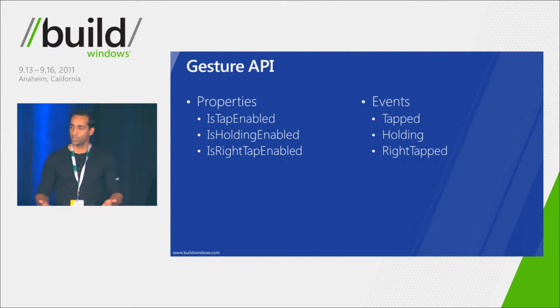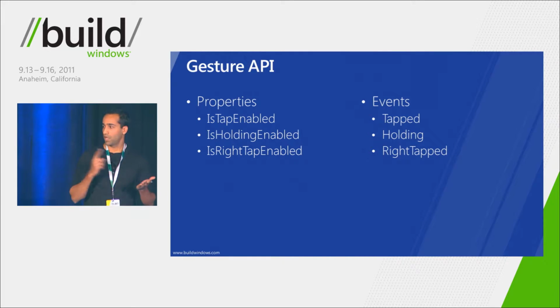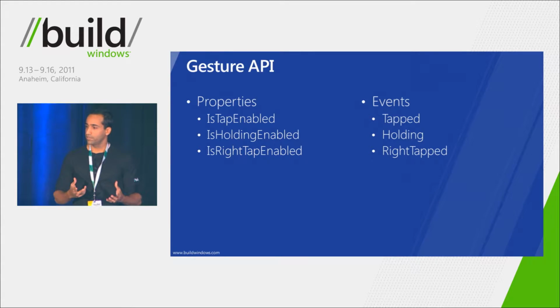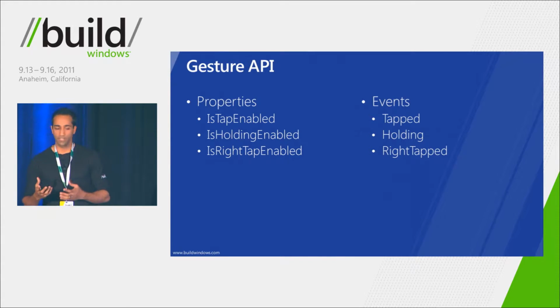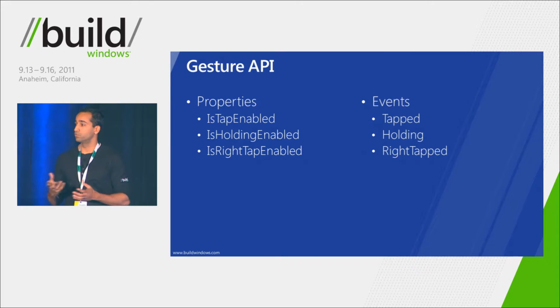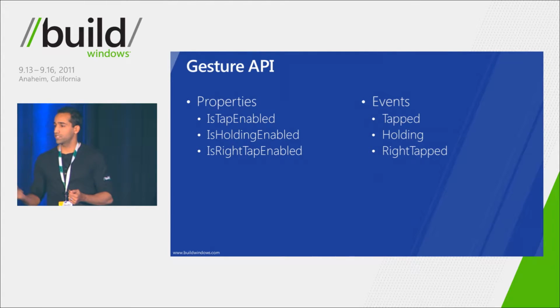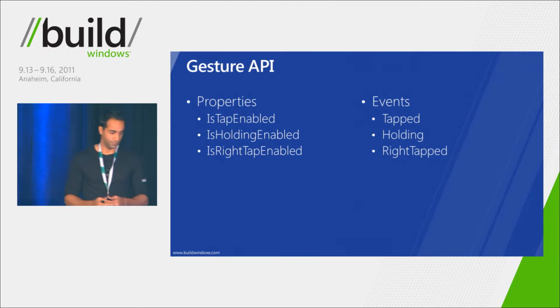Now, tapped is pretty straightforward. I tap my finger. I press my finger. I release my finger. And we raise a tapped event. Holding is a little bit complicated. It has a couple states. And it really depends on how and when the user moves their finger. So when I press my finger, and I dwell for a certain amount of time, we'll raise a holding event. And then depending on what I do next, I'll get another holding event with a specific state. And I have a code snippet coming up to really walk you through that.